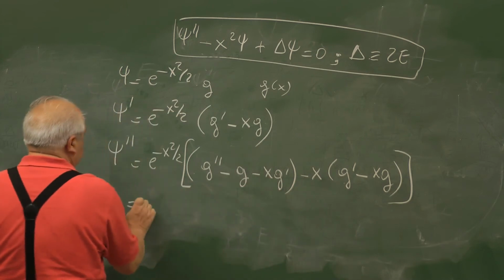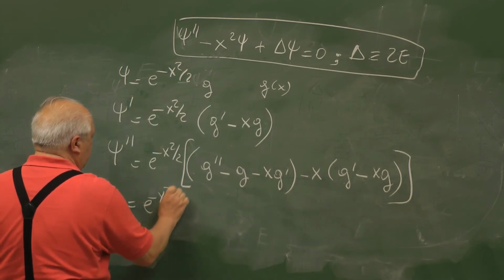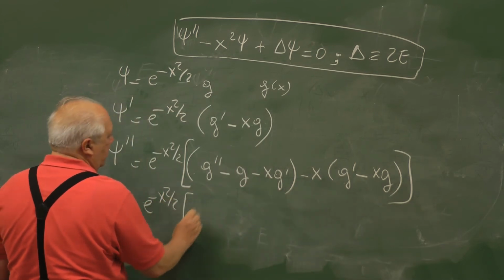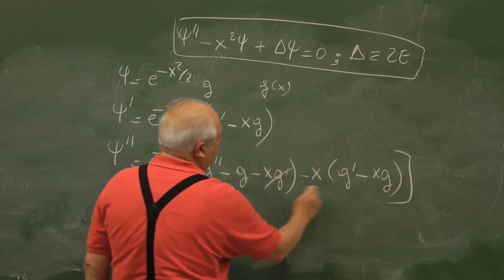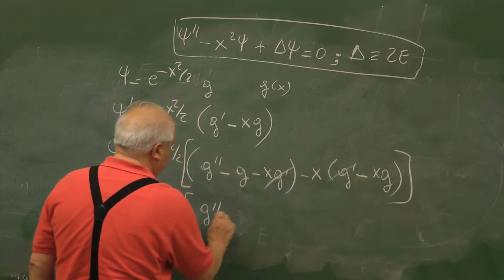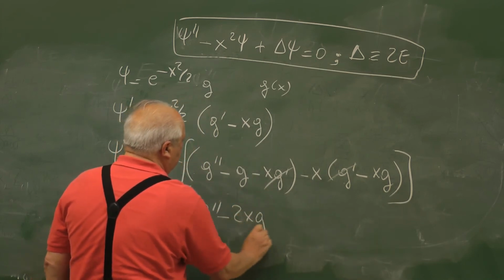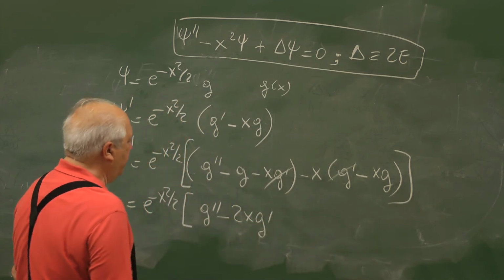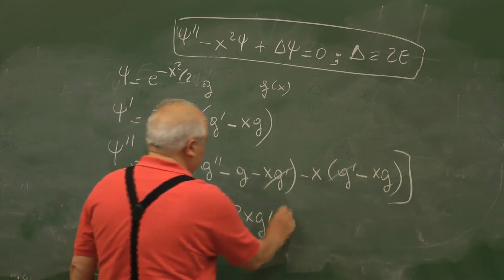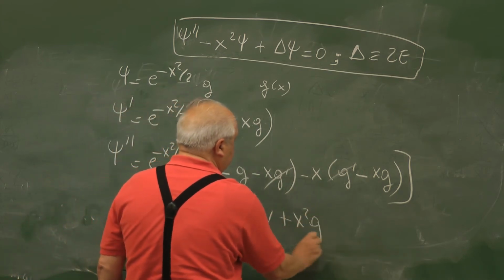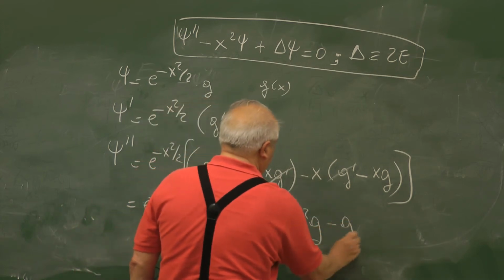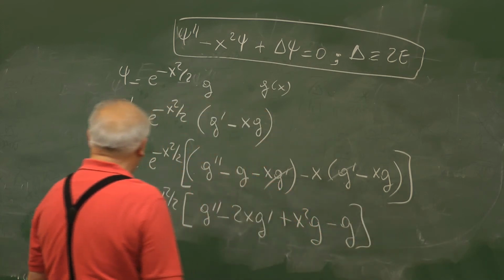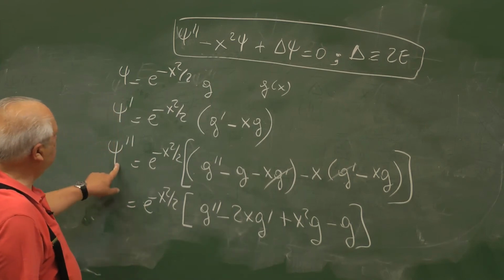So let's collect the terms. e to the minus x squared over 2 times g double prime minus xg prime minus 2x g prime plus x squared g minus g. What's that? That's the second derivative.